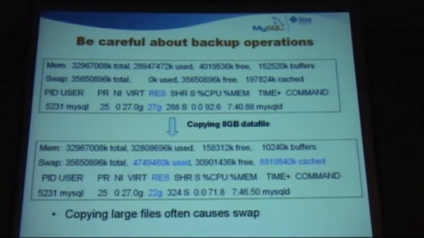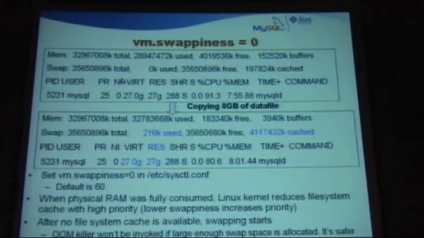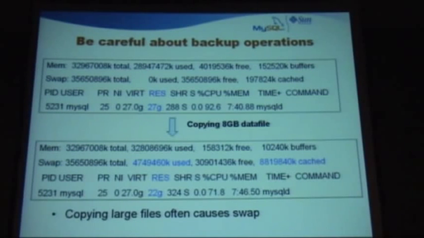This is an example. In the upper graph, this is 27 gigabytes of MySQL memory, and all memory resides in memory. I copied 8 gigabytes of data files. Then swap happened, and about 5 gigabytes of memory space was swapped out. So copying large files often causes swap. You need to take care with backup operations.